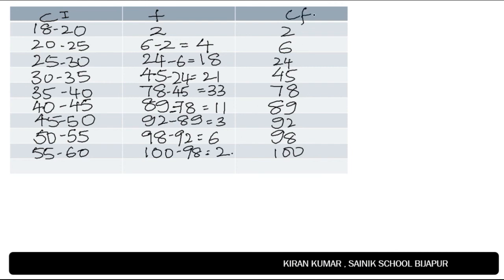These are the frequencies. So the value of n obtained here is 100. So n by 2 will be 50. Now we need to identify the modal class. 78 is greater than 50. This is the nearest one. So the median class is 35 to 40, which is having frequency 33.